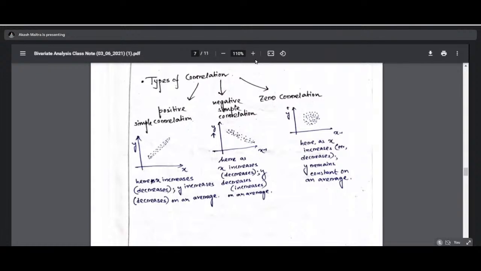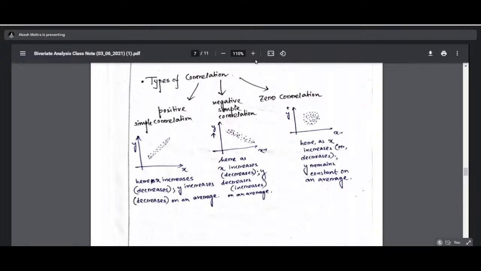So in the previous example, in the very first class, I told you that as height increases, weight also increases. That is, there is a relationship of friendship, as my friend also told you last class. Negative simple correlation means there is an enmity in the data sets, and in zero correlation, there is no relationship. Whatever x does, I have nothing to worry about. So there are three types of correlation.